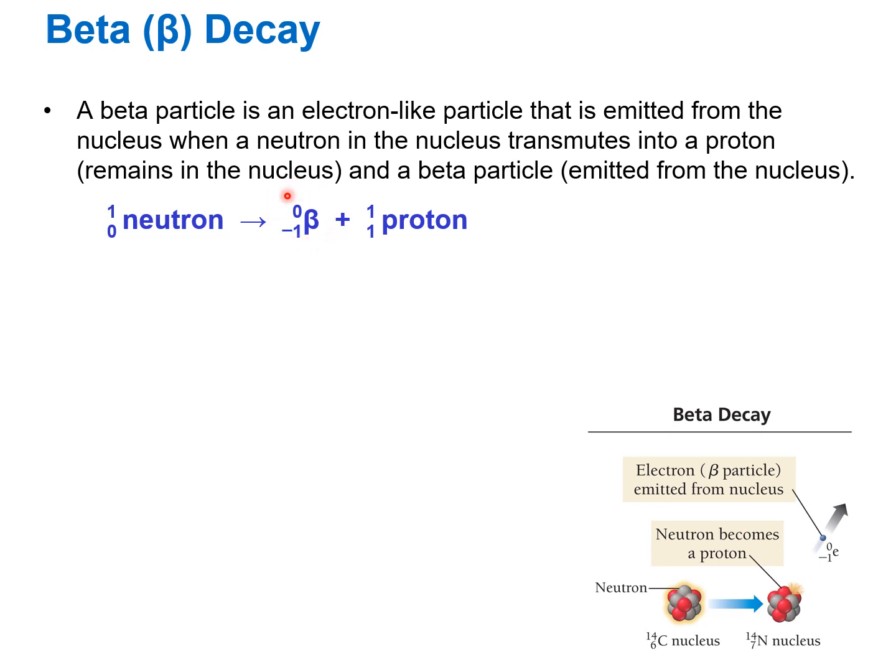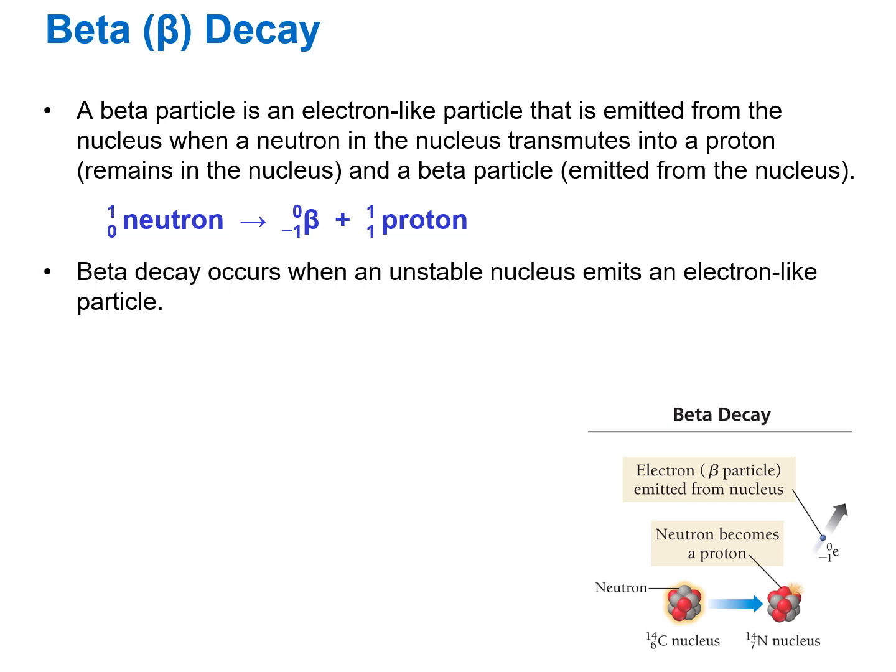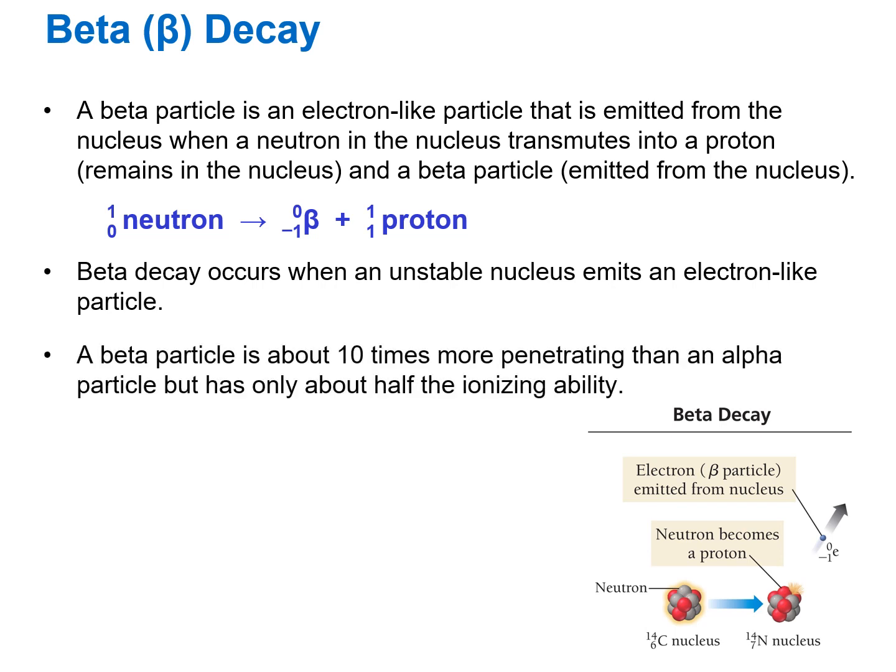We would say this little particle got emitted as a result of this gain of charge on our neutron. Now, beta decay occurs when an unstable nucleus emits this electron-like particle, and we know that one of the neutrons has now gained a positive charge as a result. And here's the deal about beta particles. They're about 10 times more penetrating than an alpha particle, but they only have about half the ionizing ability. So even though it can go a little further, it's not as strong once it gets there. And the way you would protect from beta particles is through some sort of a heavy cloth.